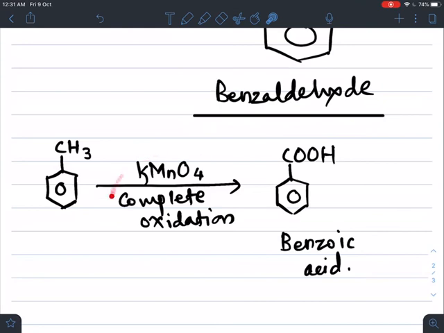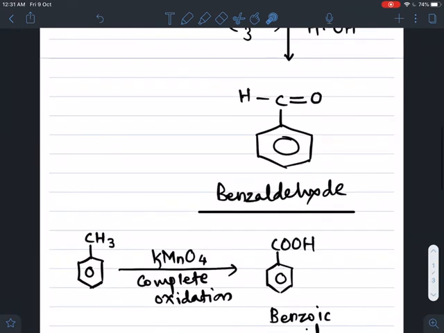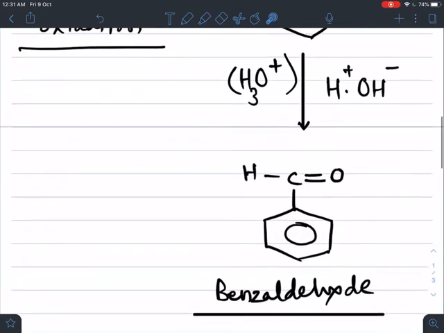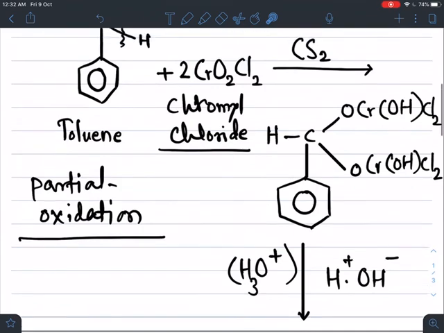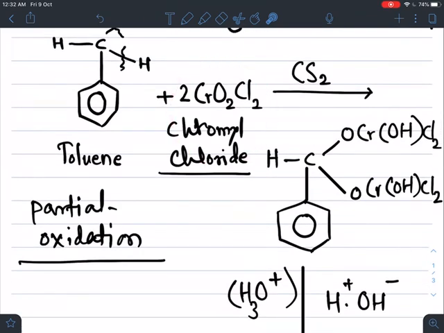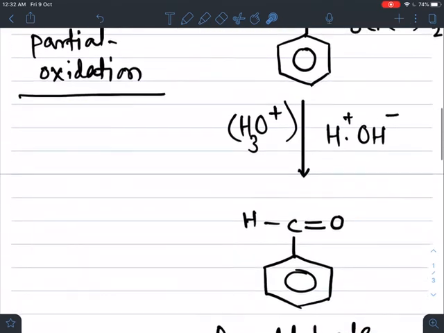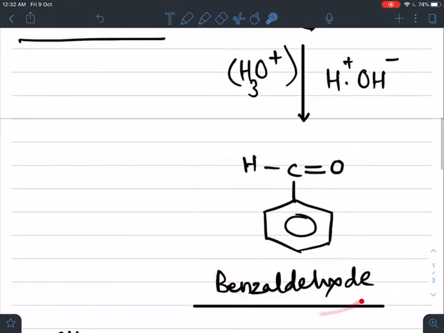So complete oxidation takes place if KMnO4 is used, but toluene is converted into benzaldehyde when chromyl chloride is used as the oxidizing agent. Partial oxidation takes place, and finally we get benzaldehyde. So this reaction is called the Etard reaction.